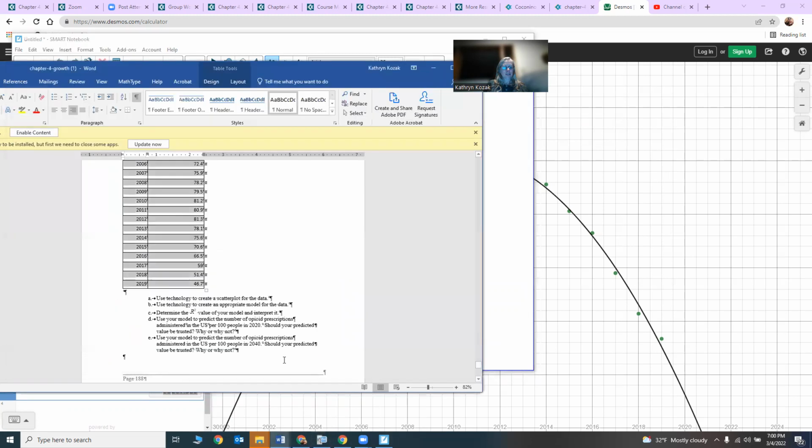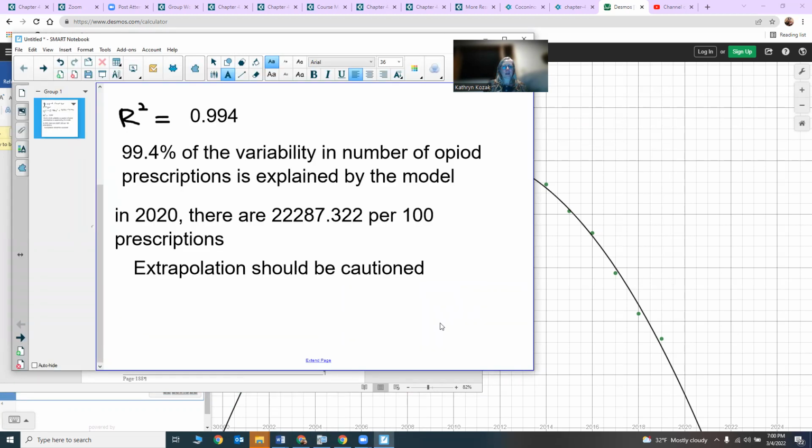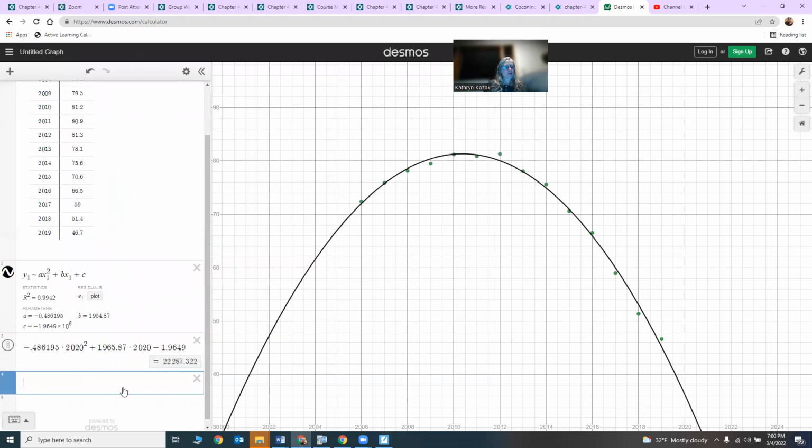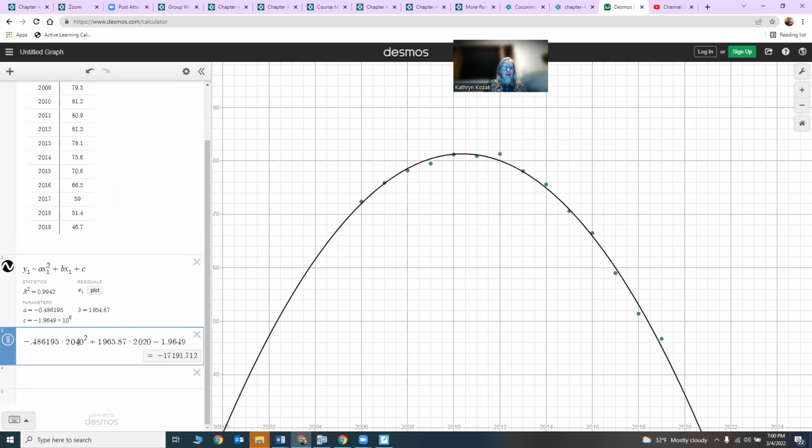And there's one more question it asks us. It asks us to use this model to predict the number of prescriptions administered per 100 in 2040. So again, we're going to go back to Desmos and do the 2040. The nice thing is here, I can just go up and change this to 40 in my equation. So instead of 2020, I make it 2040, and it gives me what that value would be.